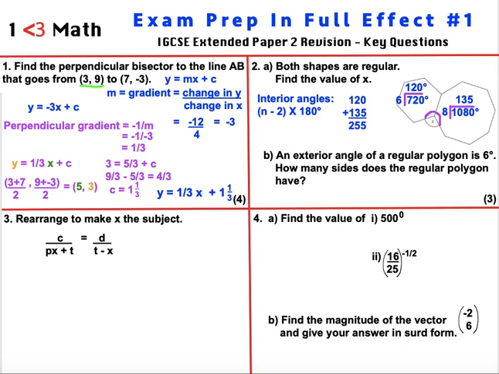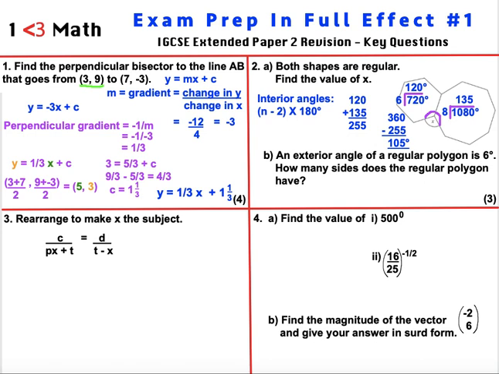So therefore, we know that those two angles added together add up to 255 degrees. They are angles at a point, so we can take them away from 360, and we get x equals 105 degrees.